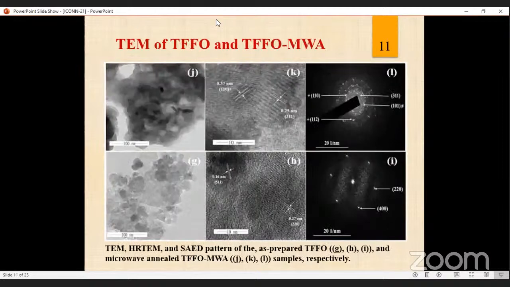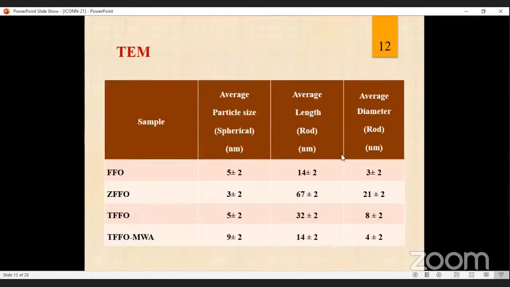Similarly, TEM for TFFO: this is for TFFO as prepared, and this is for TFFO microwave annealed. Here also we get some spherical morphology and rod morphology, but the density of nanorods in TFFO is greater when compared to the other as prepared samples. We can also see that these nanorods are uniformly shaped and are more in number when compared to other particles. You can see the result here.